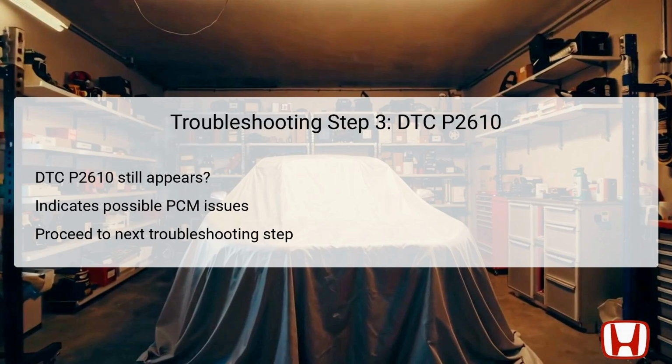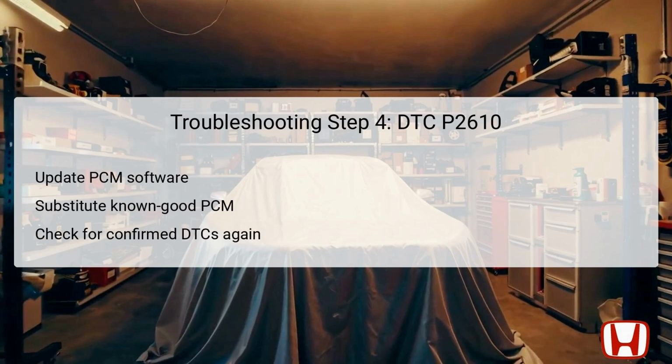may provide further insight. Step 4 focuses on updating the PCM if it does not possess the latest version of software installed. This is crucial, as manufacturers often release updates to fix bugs that can affect system performance, including issues related to timers. If updating does not resolve the problem, the next measure is to substitute the existing PCM for one that is known to work correctly.